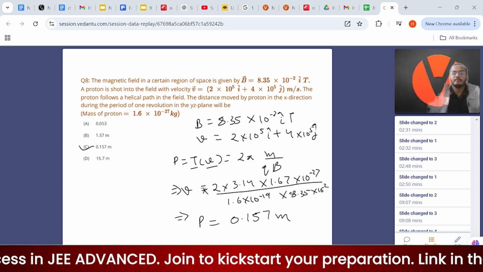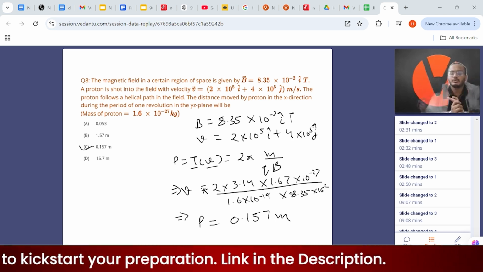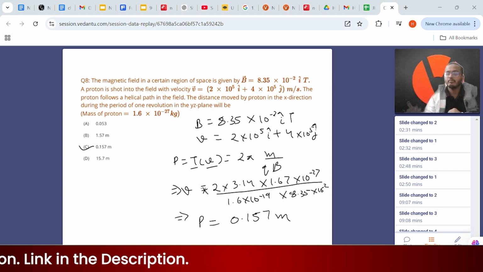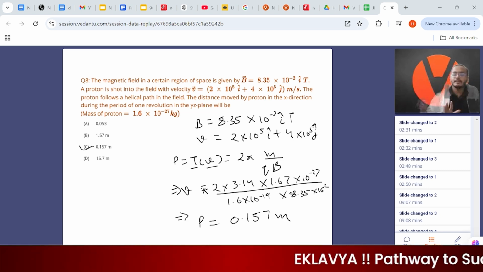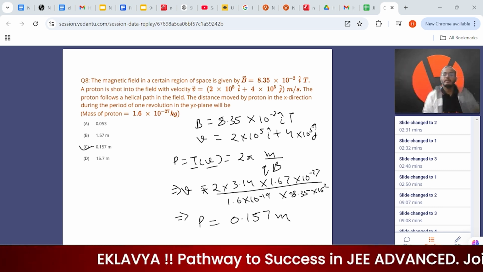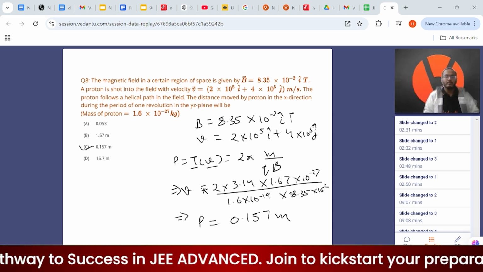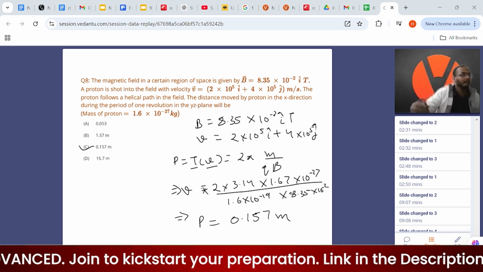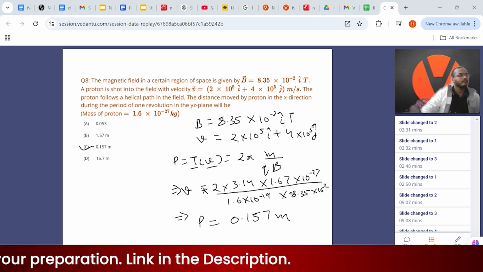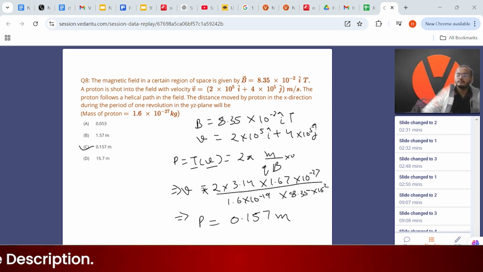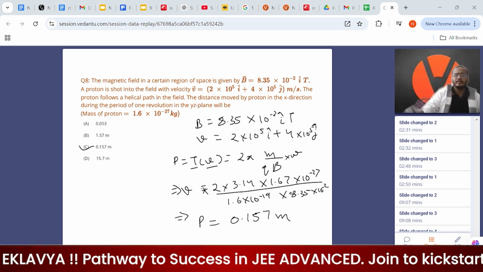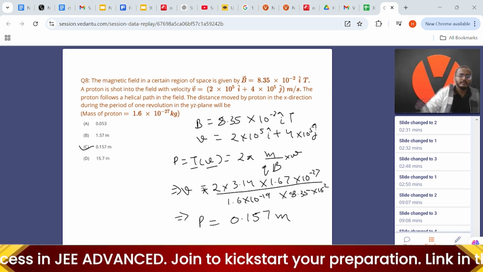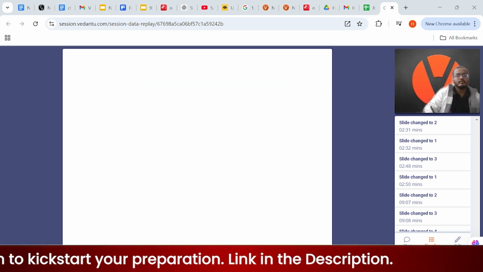Again, I am repeating. See, path covered will be equal to time period taken to reach there multiplied by the velocity. Okay, velocity is given to you, time period is here, so it will be 2πm by qB multiplied by the velocity that is given here. And then calculate it, then you will find that P will be equal to 0.157 meters. Let's come upon to the next question.